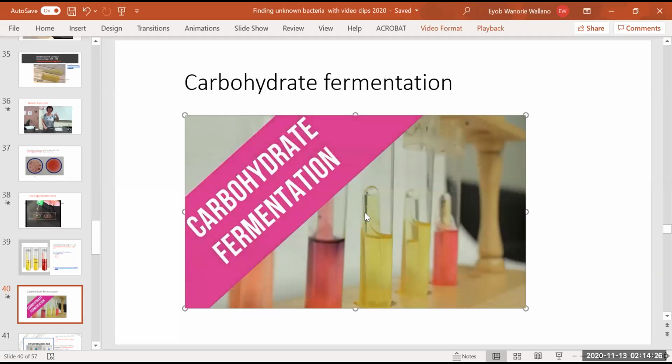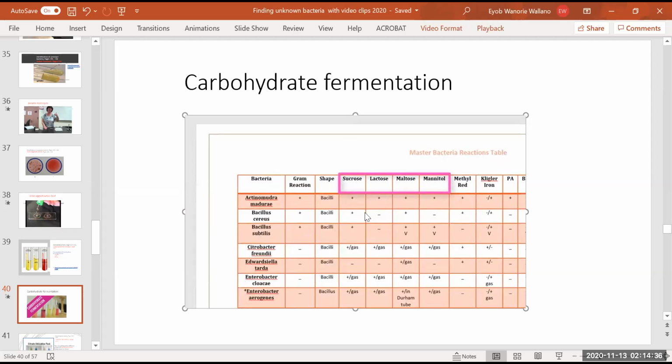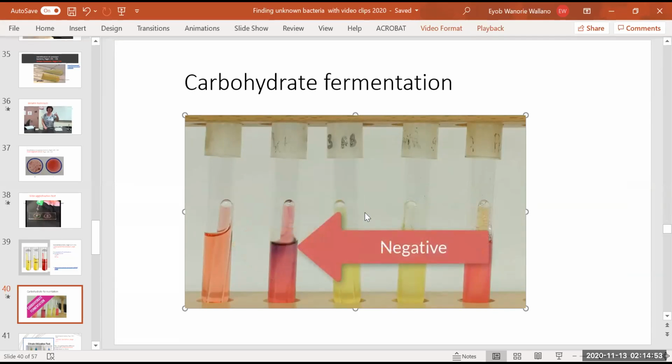Okay guys, so let's talk about how to read the carbohydrate fermentation test. Carbohydrates include all of the sugar tests that you could be doing, such as sucrose, lactose, maltose, or mannitol. All of the tests are individual sugars, however, their reactions would be read exactly the same way. For example, in this tube, you'll see that this tube represents the uninoculated media. The next tube represents a negative result, meaning that the organism does not ferment this particular carbohydrate.